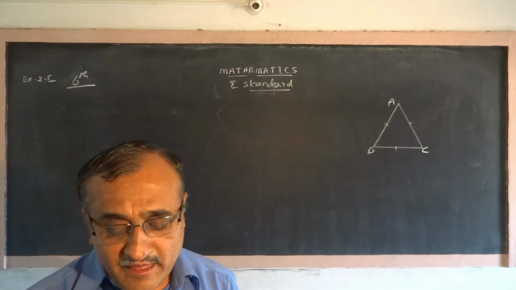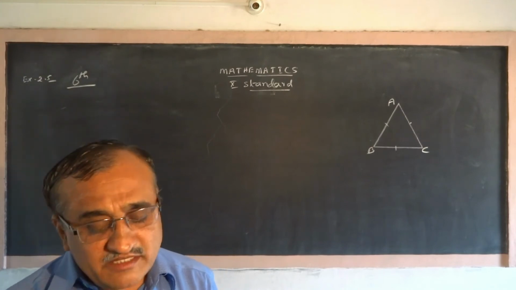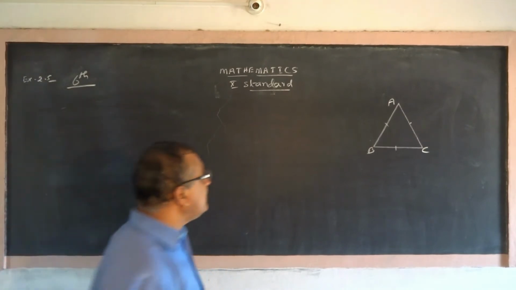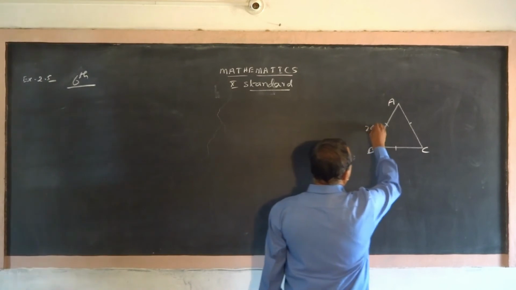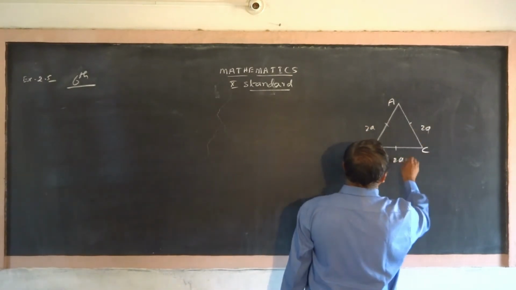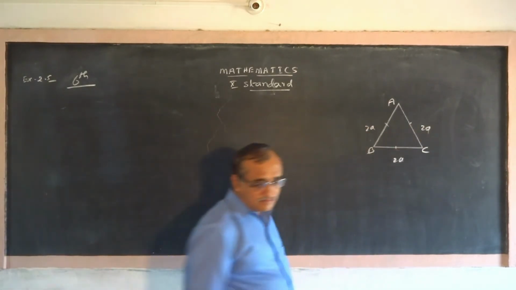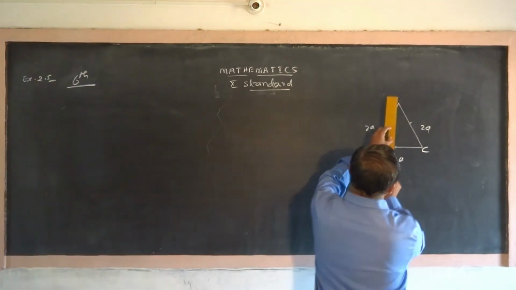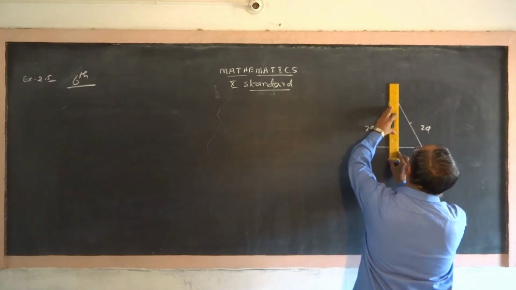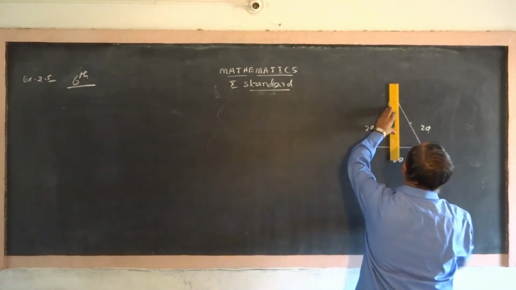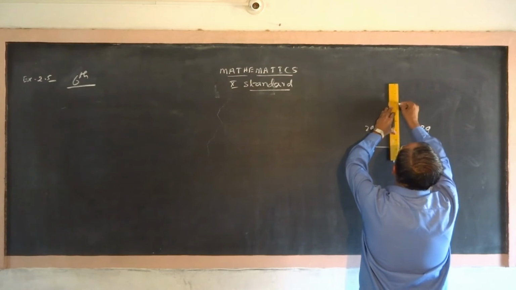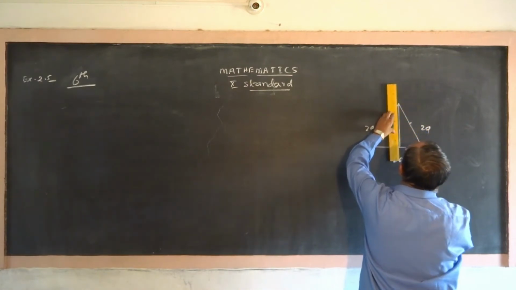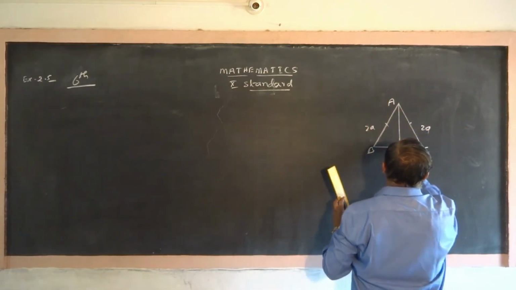The perpendiculars. Altitude means perpendicular. Each side is 2A. Now draw a perpendicular. One perpendicular is right. Draw AD perpendicular to BC. This is the perpendicular.